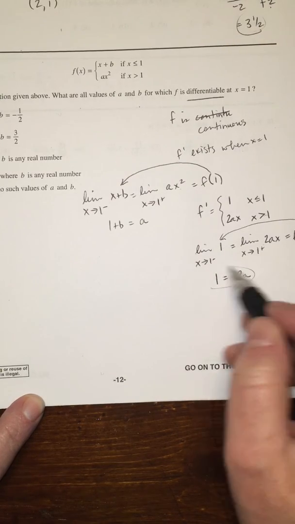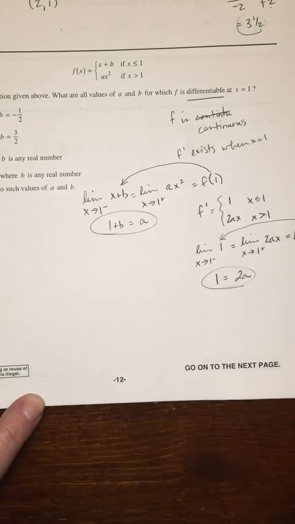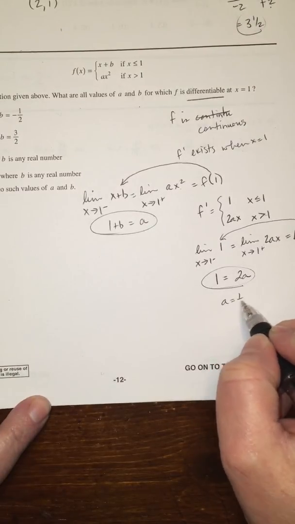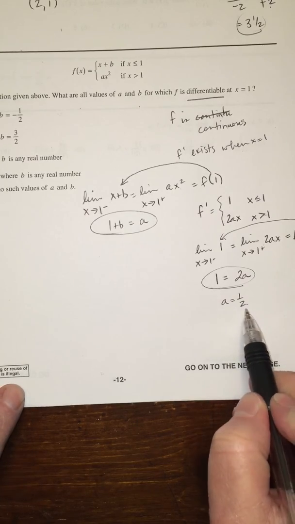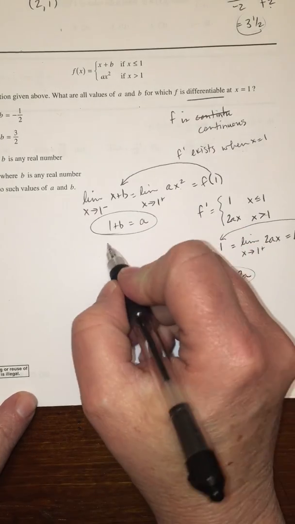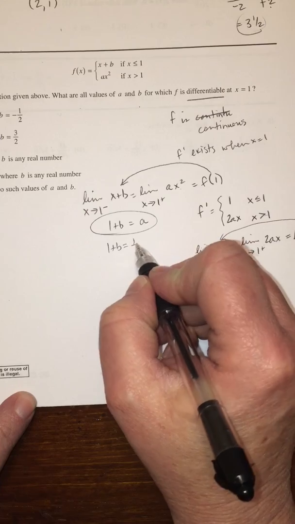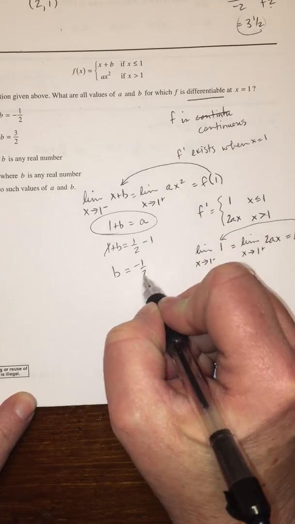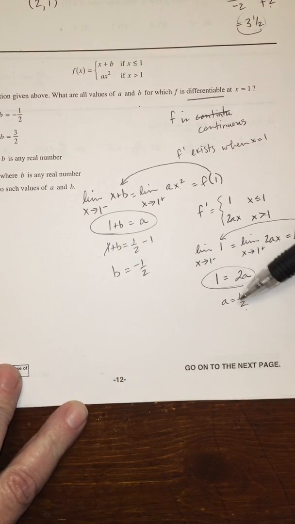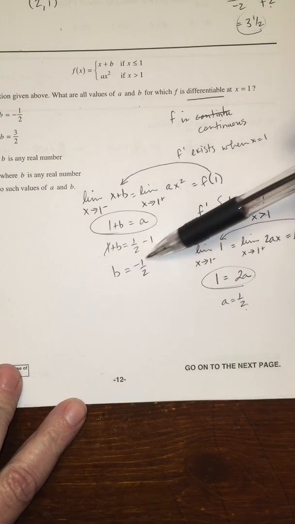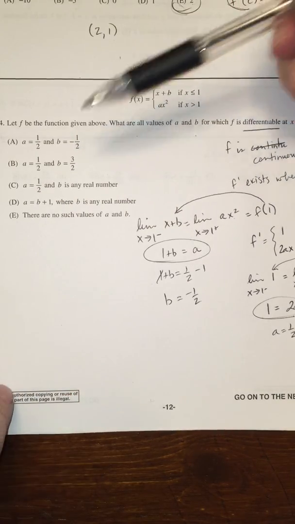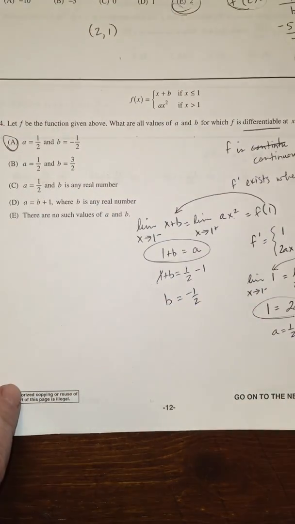So now I have this relationship for a, and I have this relationship for a and b. If I solve this for a, then I get a is equal to 1/2. And if I use that value of a right here, then I get 1 plus b is equal to 1/2. Subtract 1 from both sides, and b is equal to negative 1/2. Look back at your answer choices. We're looking for a is 1/2, b is negative 1/2, and that corresponds to the first answer. So a is your answer.